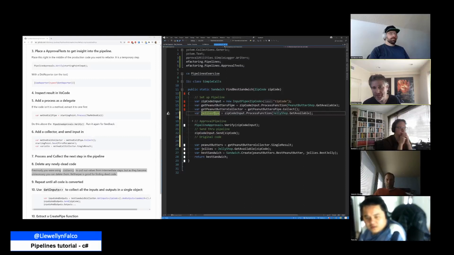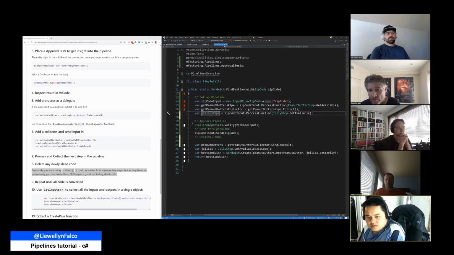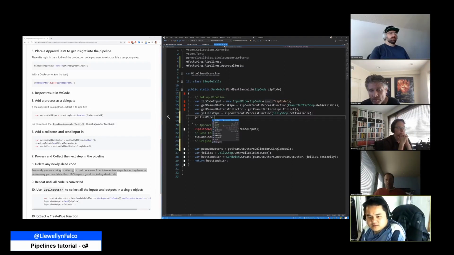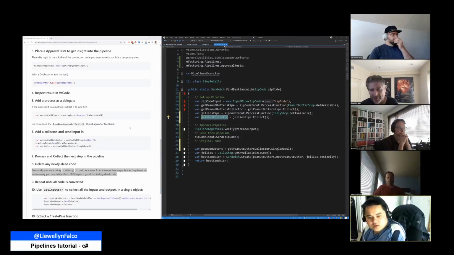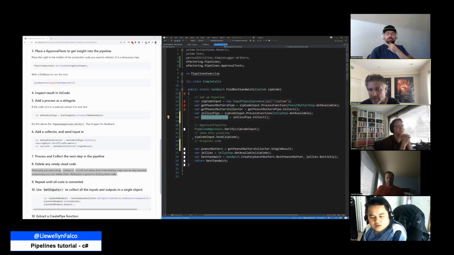The next thing you have to do is collect it. Then we type jelly's pipe dot collect. Now which means that the pipeline approval will approve it for us. So wait, hold on. Then you have to ask if you created a new pipe, a new input. Did you? No, we're using the same input, so we don't have to send anything else through. So then we take the collector and use it to instantiate the variable of the line we're trying to replace.